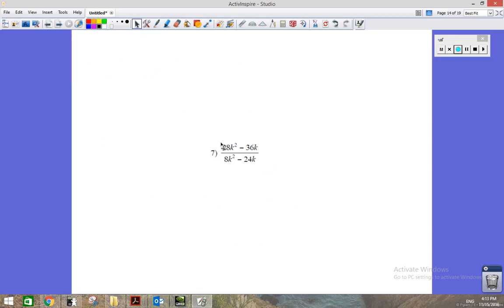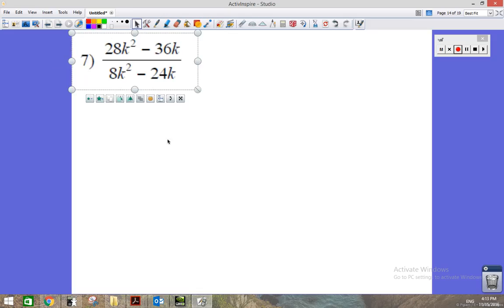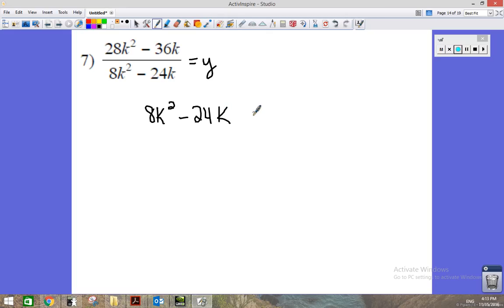Now here, on the quiz, I'll use the variable x, and it'll either be equal to y or f of x, either using function notation or x and y notation. But the idea here is the same. We don't have any square roots, but we can't divide by 0. This denominator can't be 0. Well, this is a quadratic equation. You can use the quadratic formula if you want. That's a little bit time consuming. Or you can look at it and say, well, I can factor this. Both of these are divisible by the number 8, and both have a k in them.